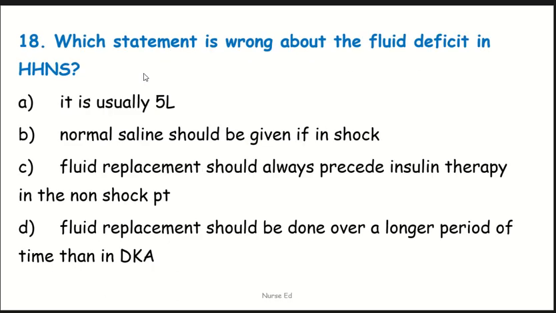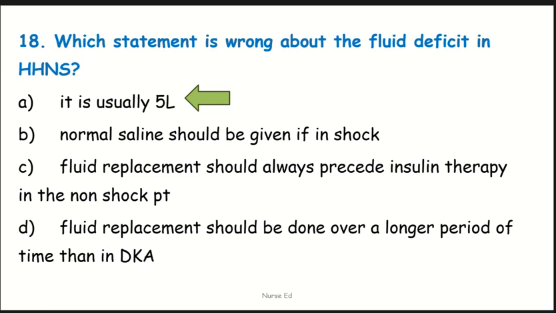Which statement is wrong about the fluid deficit in HHNS? Option A, it is usually 5 liters of fluid deficit. Option B, normal saline should be given if in shock. Option C, fluid replacement should always precede insulin therapy in the non-shock patient. Option D, fluid replacement should be done over a longer period of time than in DKA. And the right answer is option A, it is usually 5 liters of fluid deficit.